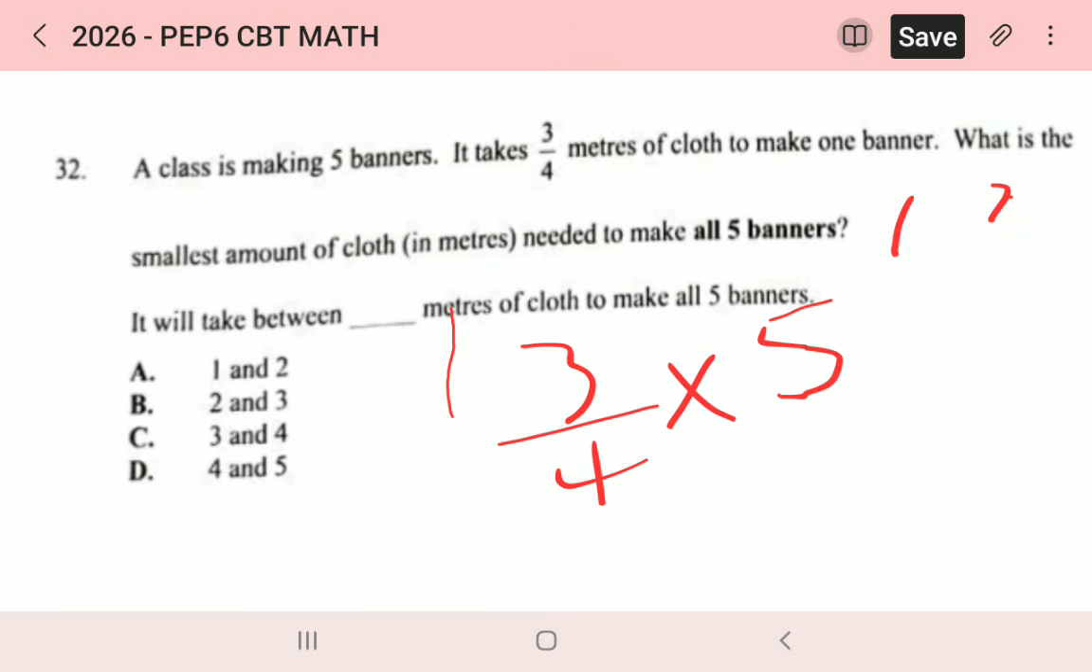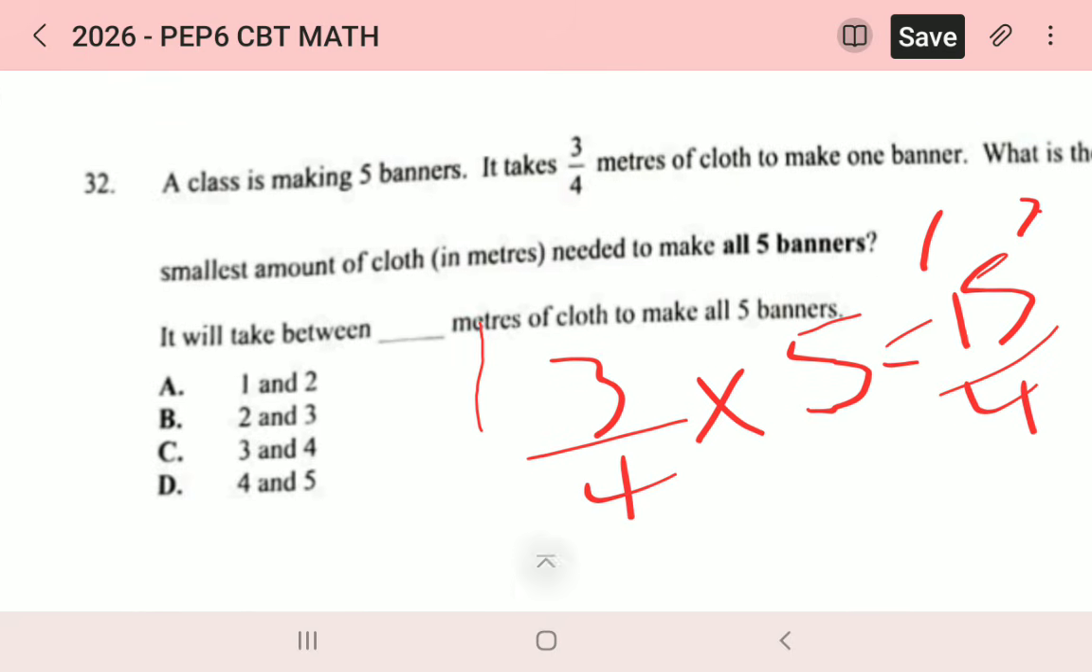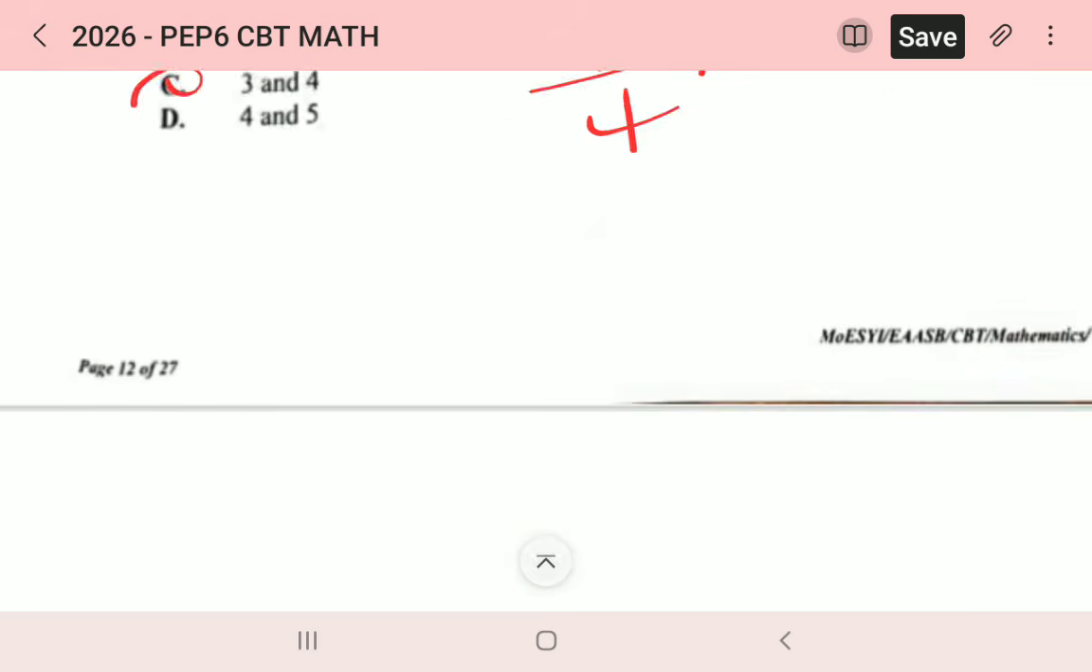All right, so 3 5s would be 15. Let's help you out. 15 over 4. 4 into 15 is 3, 4 times 3 is 12. You're going to have 3 remaining, so it's going to be 3 and 3/4 thereabouts. So it's going to be between 3 and 4, which is the minimum. Remember, that's a least. So between 3 to 4 meters of material. So the answer for 32 is C.